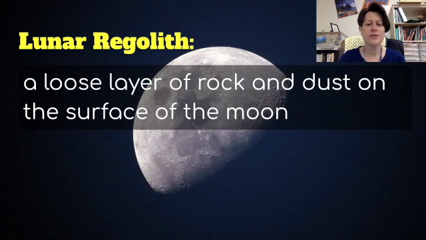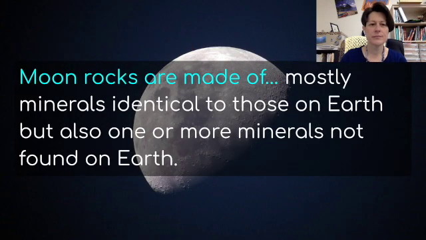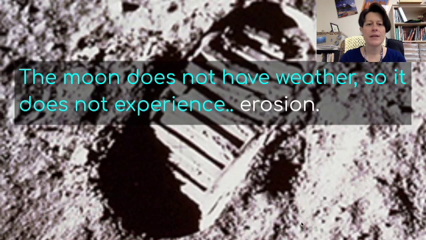Now, on the Moon, there's what's called lunar regolith, and this is a loose layer of rock and dust on the surface of the Moon. Moon rocks are made of mostly minerals identical to those on Earth, but also one or more minerals not found on Earth. So that's kind of interesting that there are some different minerals. And the Moon does not have weather, so it does not experience erosion.